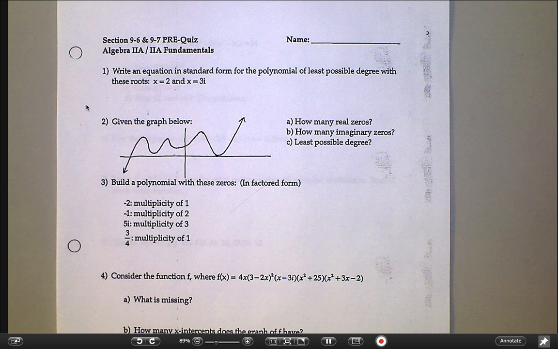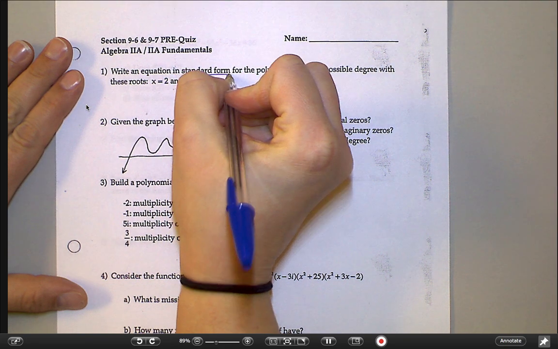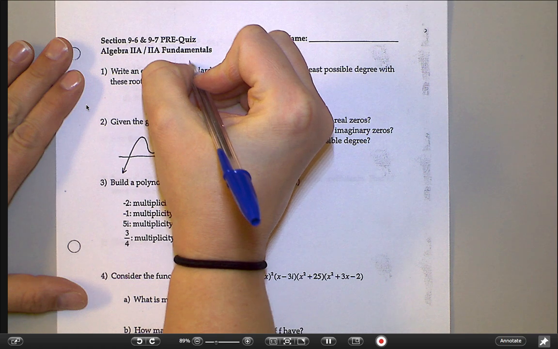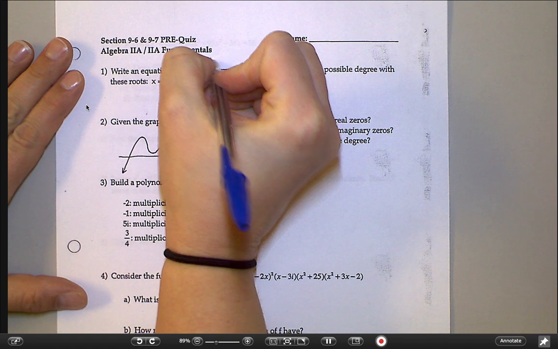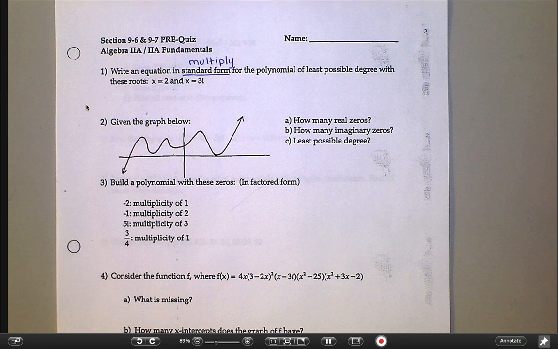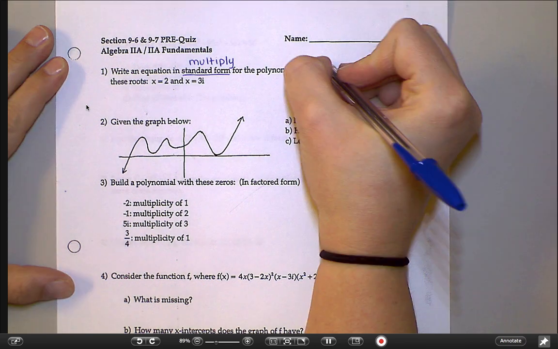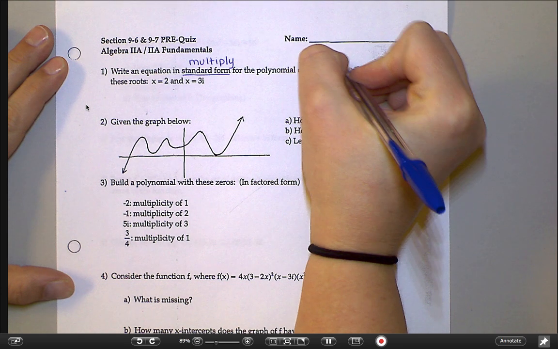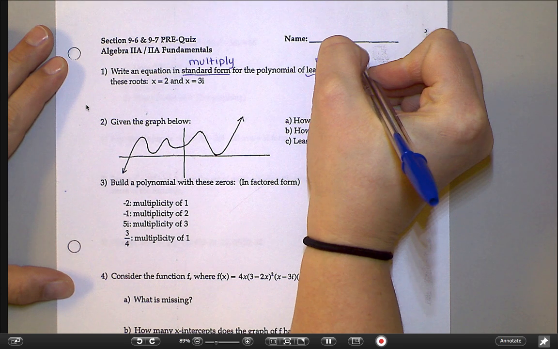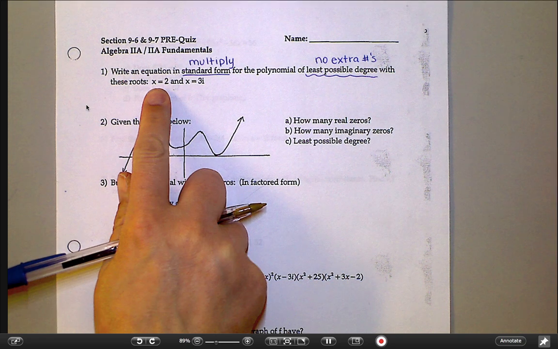So this first question. Write an equation in standard form. The first thing I want to point out is standard form indicates that I am going to have to multiply this all out, meaning I can't leave it in factored form. That's sort of the difference, standard form versus factored form. Of least possible degree just means no extra numbers, and you'll see what I'm talking about in just a minute, but just trying to decode a little bit for you. With these roots, okay?